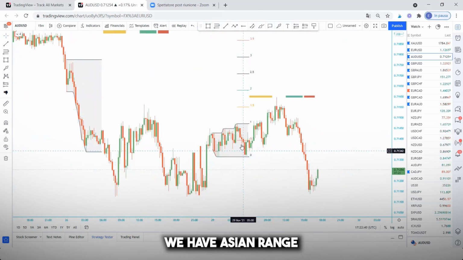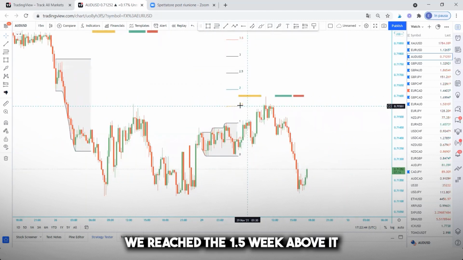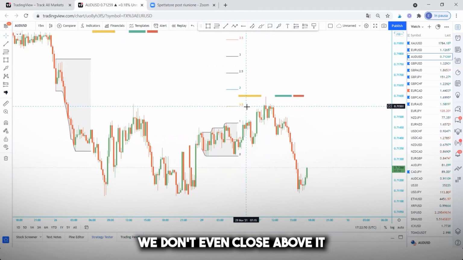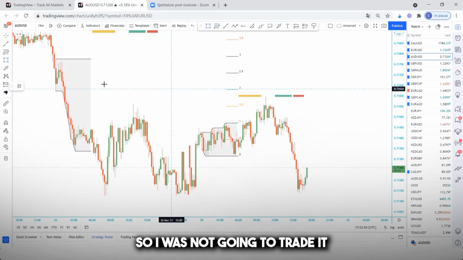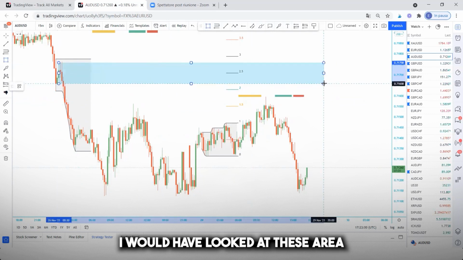Here we have Asian range. This is actually today. Projections, we reach the 1.5, we wick above it, but overall you can see the 1.5 is respected. We don't even close above it. And unfortunately, there was no supply that corresponded to this level, so I was not going to trade it. It doesn't meet my plan, but I would have looked at this area overall.